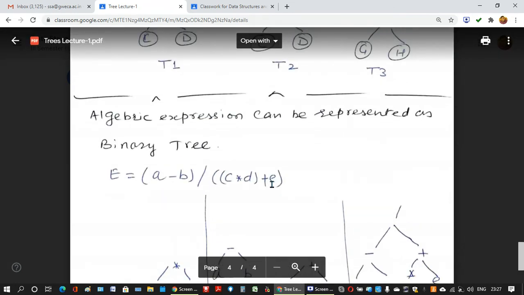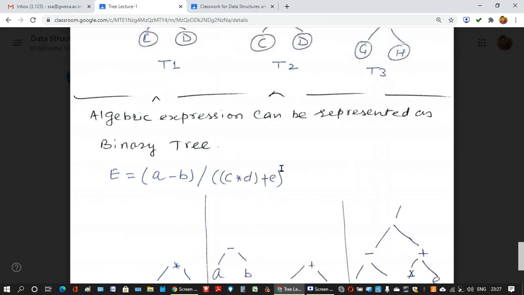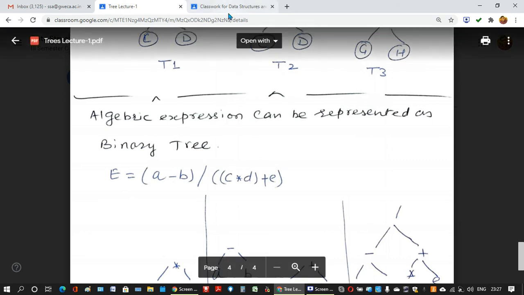So this is about the basic terminologies of a tree. In the next class, we will discuss some more things about binary trees. So you keep practicing it. Thank you very much.